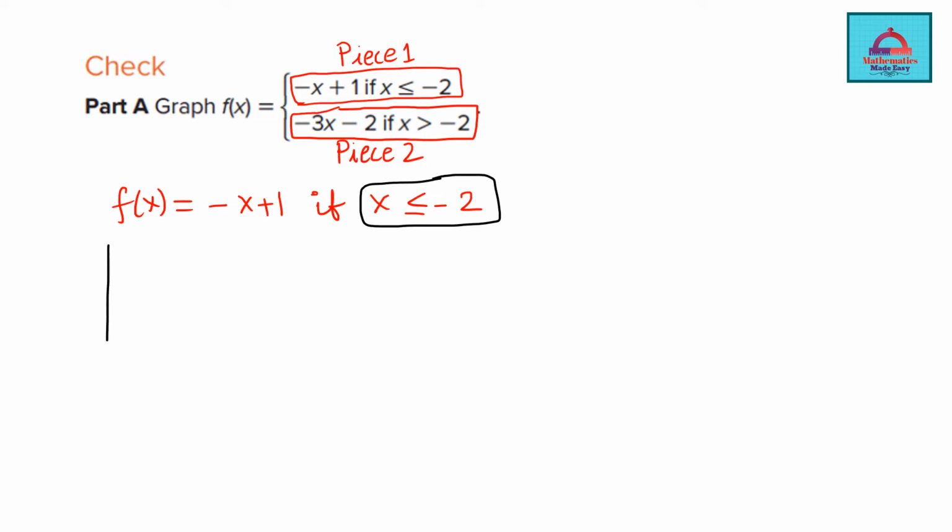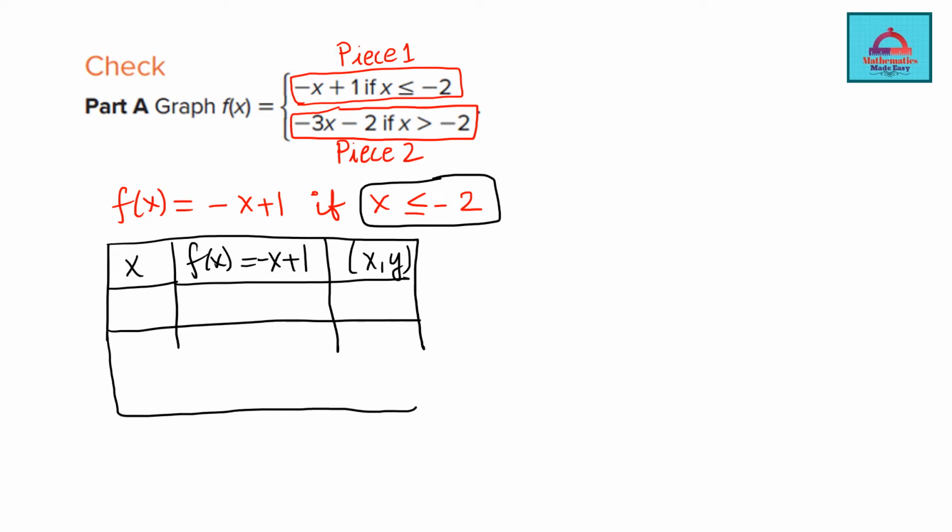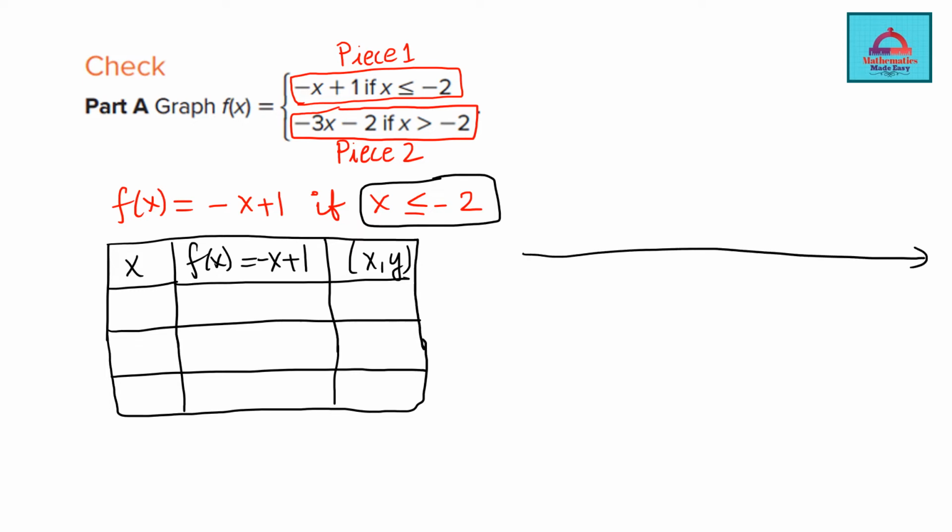So let's draw an x and y table. Different values of x will give you different values of f of x, and accordingly you will have different points. So let's make this table of values. I'm going to take 3 points here to draw the graph. Because we have to take x less than or equal to minus 2, if we try to draw the graph, this is the x-axis. I'm drawing a very rough graph here. This is the y-axis.